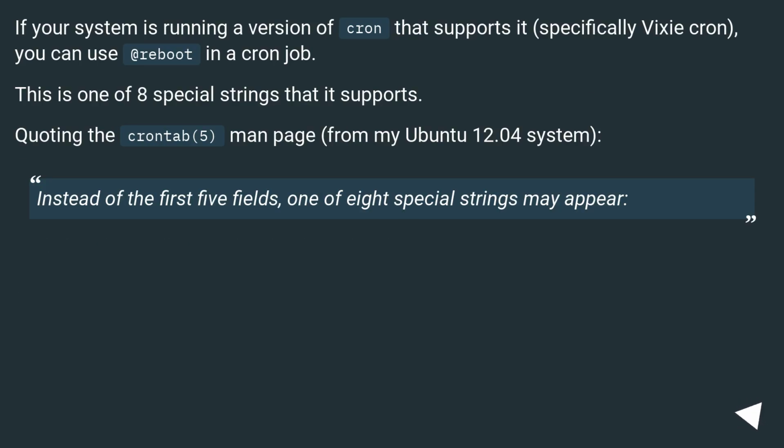If your system is running a version of cron that supports it, specifically vixie-cron, you can use @reboot in a cron job. This is one of 8 special strings that it supports. Quoting the crontab 5 man page from my Ubuntu 12.04 system, instead of the first 5 fields, one of 8 special strings may appear.